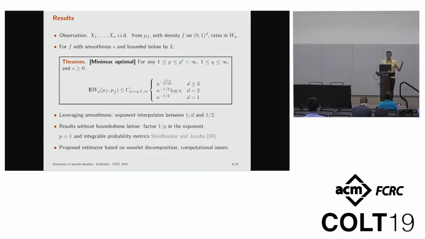Without boundedness below, there's an additional factor 1 over p that we also understand, and it's related to some previous work on estimating with integral probability metrics.